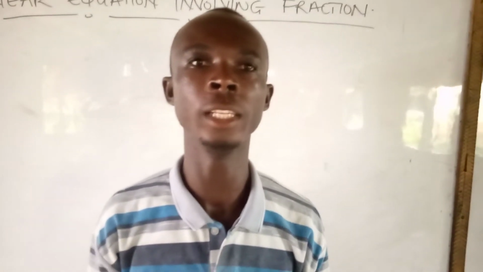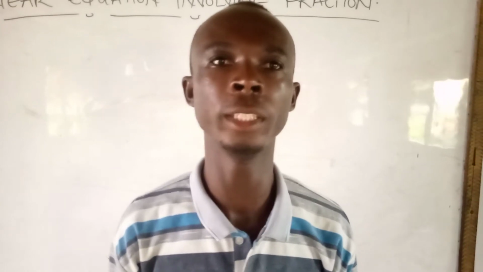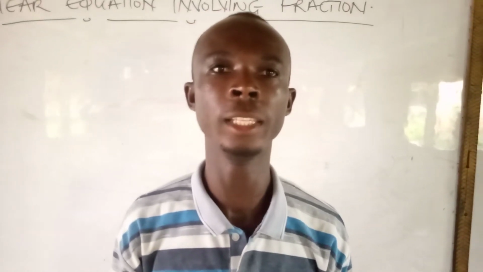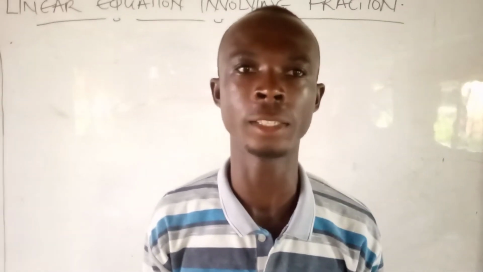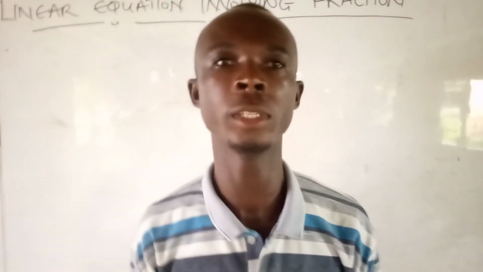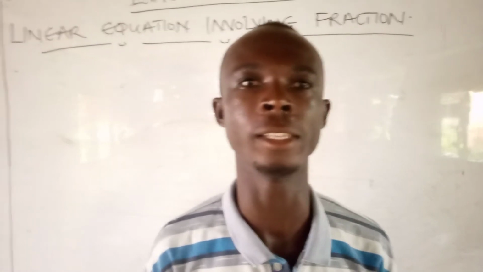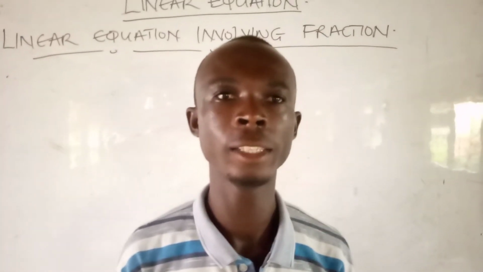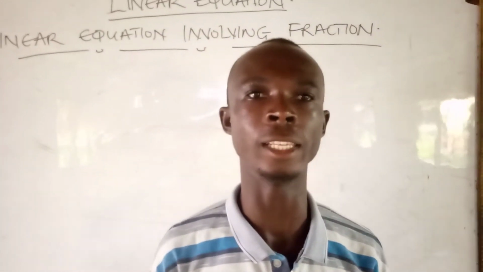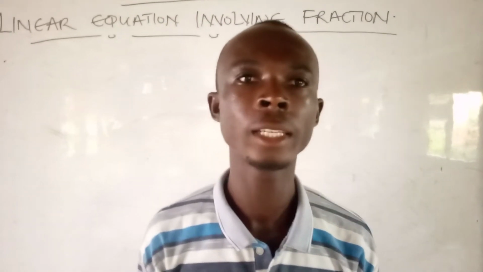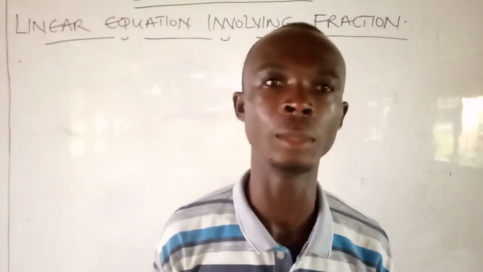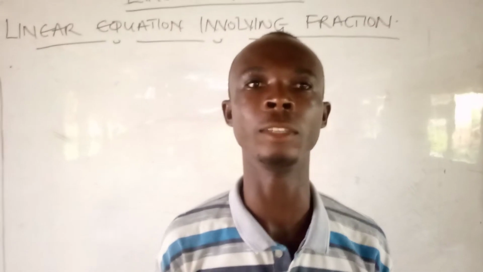We are still on linear equations, and this morning's session is on linear equations involving fractions. For linear equations involving fractions, we always find our LCM, the least common multiple, and you multiply through by the LCM to eliminate the fraction given.